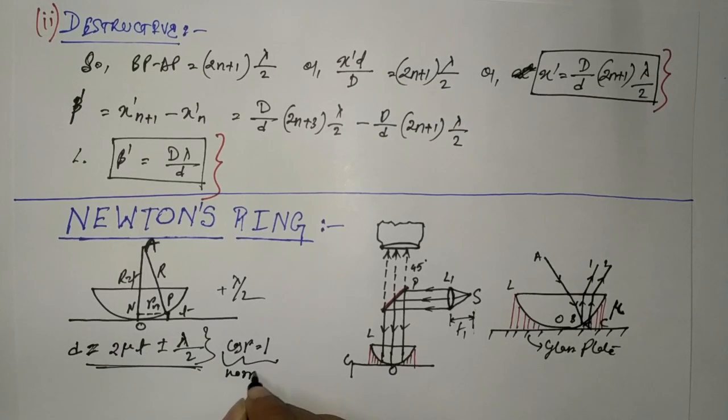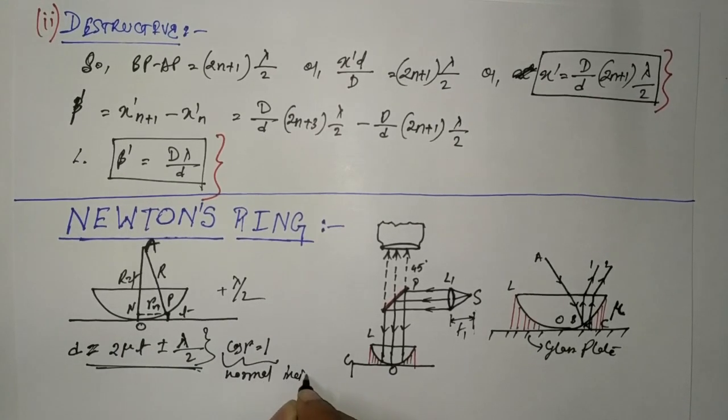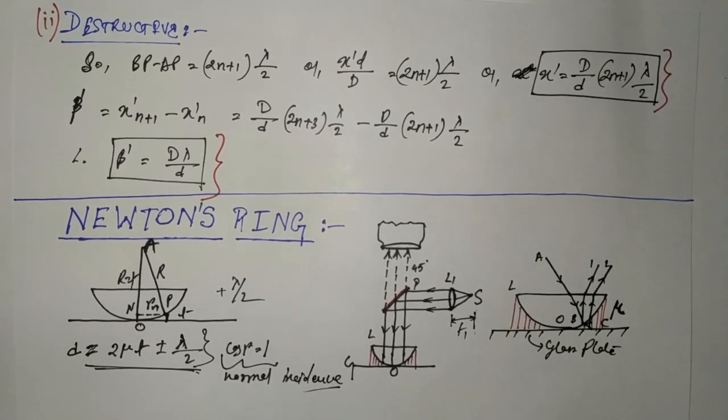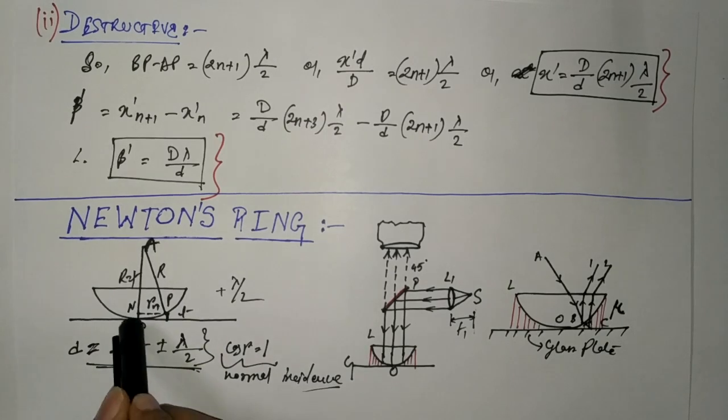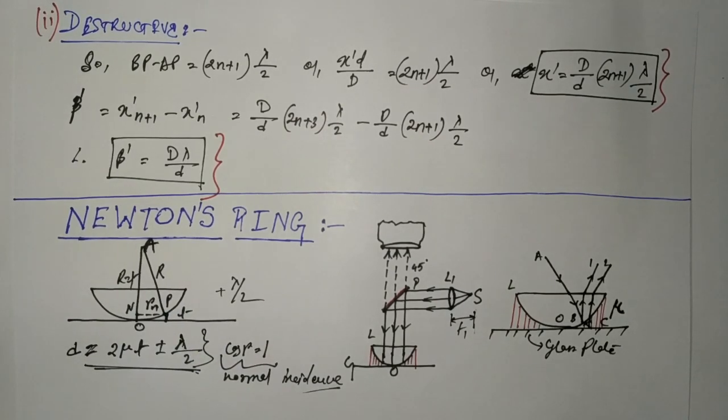This case is for normal incidence. Now at the point of contact, that is this point, t will be equal to 0, as you can see. So the path difference is lambda by 2. Hence the central spot is dark.